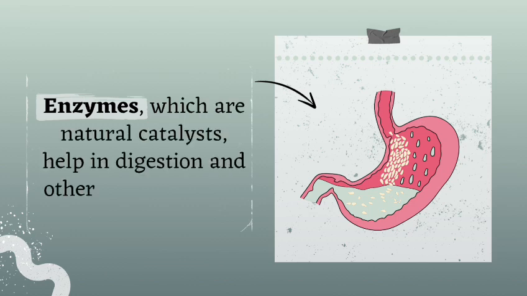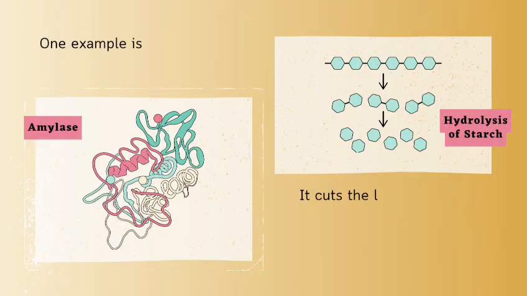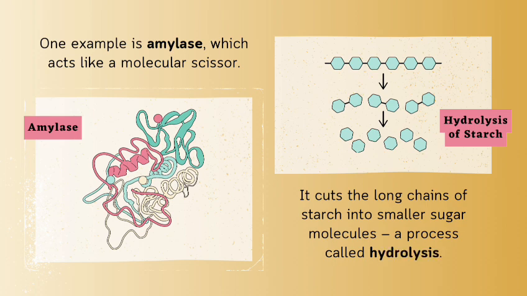Enzymes, which are natural catalysts, help in digestion and other vital processes. Another example is amylase, which acts like a molecular scissor. It cuts the long chains of starch into smaller sugar molecules, a process called hydrolysis.